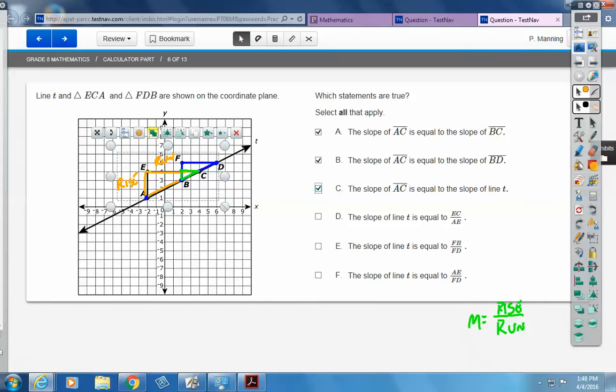The slope of T is equal to EC over AE. They tried to trick you here. EC is the run. And we know that slope is rise over run. They switched it, didn't they? That is not correct. The slope of T is equal to FB over FD. So FB, well, that is a rise because it's going up and down. FD, we've got it. So we know that's right. The slope of line T is AE over F. No, because now we're using 2 different triangles. We have to use just one rise and one run from the same triangle to get the slope. So that's why that one is not correct.